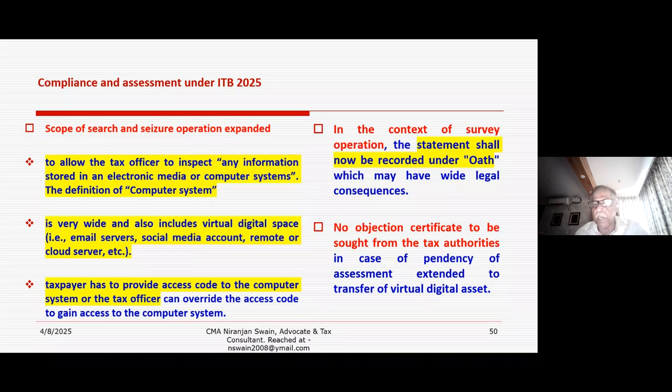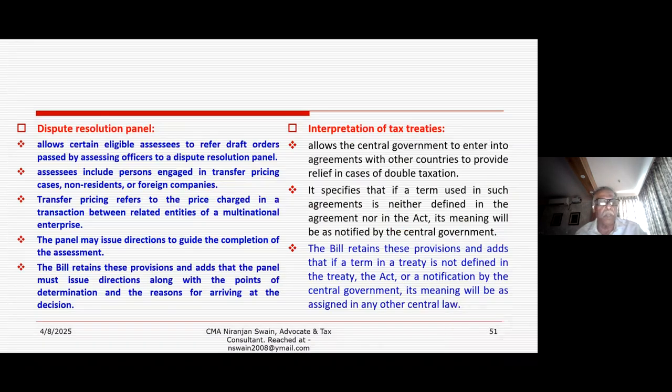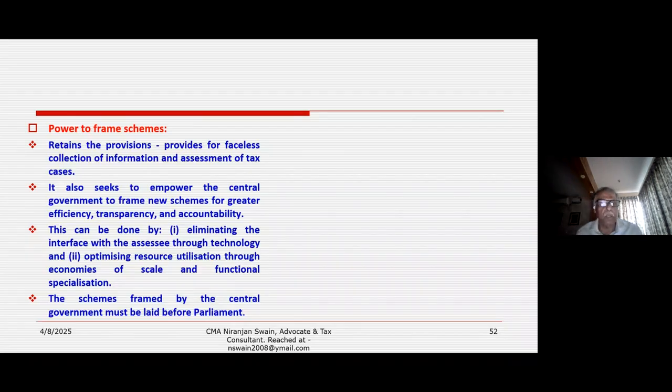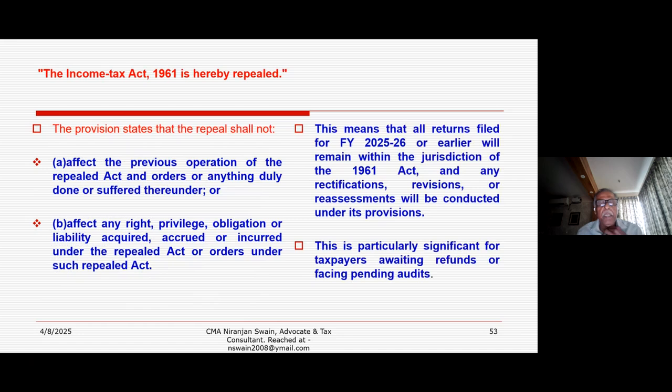No objection certificate is to be sought from the tax authorities in case of pending assessment, extended to transfer of virtual digital assets. So that change has been made. Dispute resolution panel and transfer pricing provisions have been amended, and major changes have taken place. And then, very important, so far whatever we discussed, a few changes have been made. Many changes, many areas have been restructured.